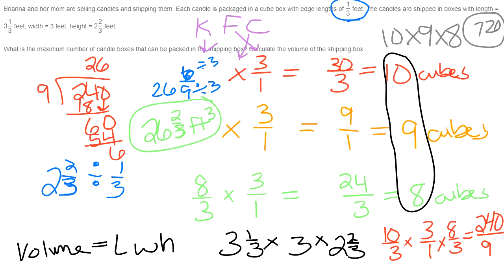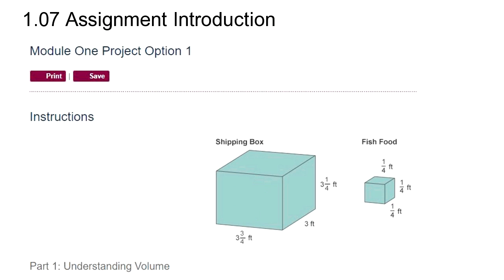Okay, and I know we need to get off. We've been on for an hour now. So your final thing is your module one project. You have an option one and an option two. I encourage you to do option one. Option two is with a partner. So option one, here's your problem.